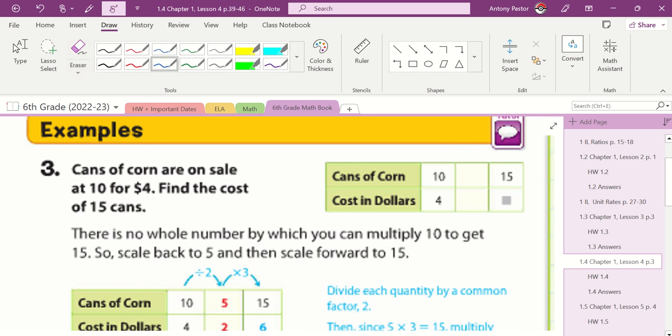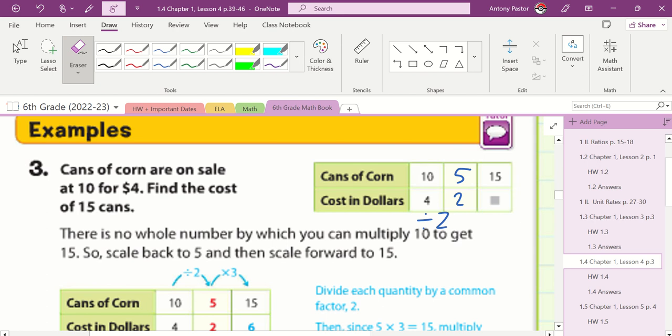I can convert 10 to be a number that then can convert into 15. I can convert 10 to be 5. I do that by dividing 10 by 2. I will then have to divide 4 by 2. So then I know that 5 cans cost me $2. Now, this table is not going to be in order, which is fine. But now I can scale up and turn 5 to 15 by multiplying by 3, which means when I multiply 2 by 3, I'm going to know that 15 cans will cost me $6.